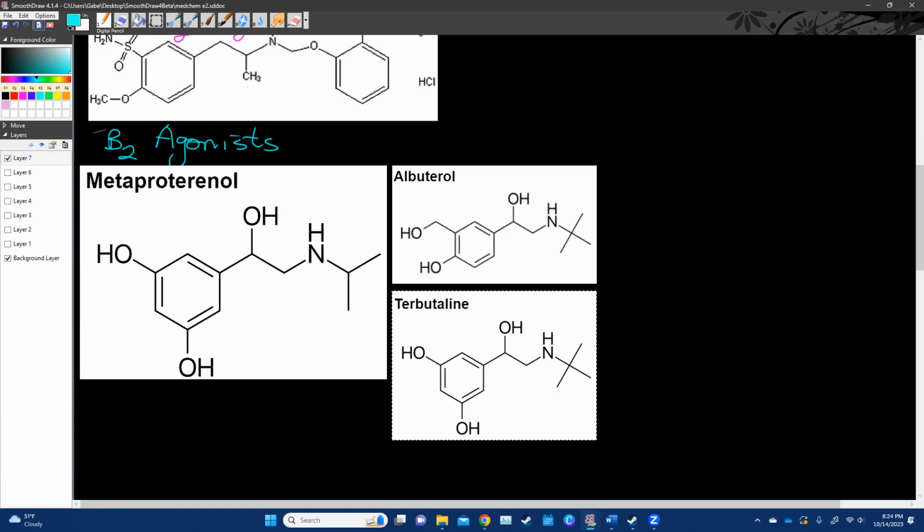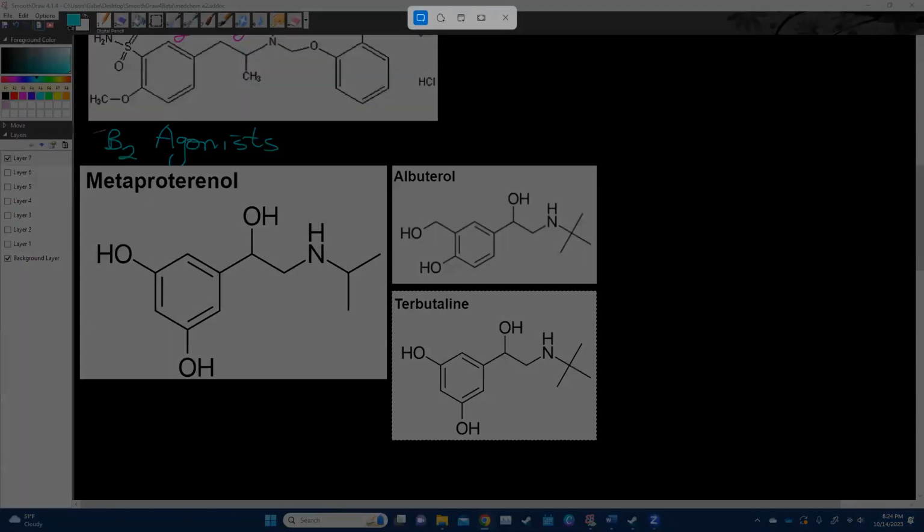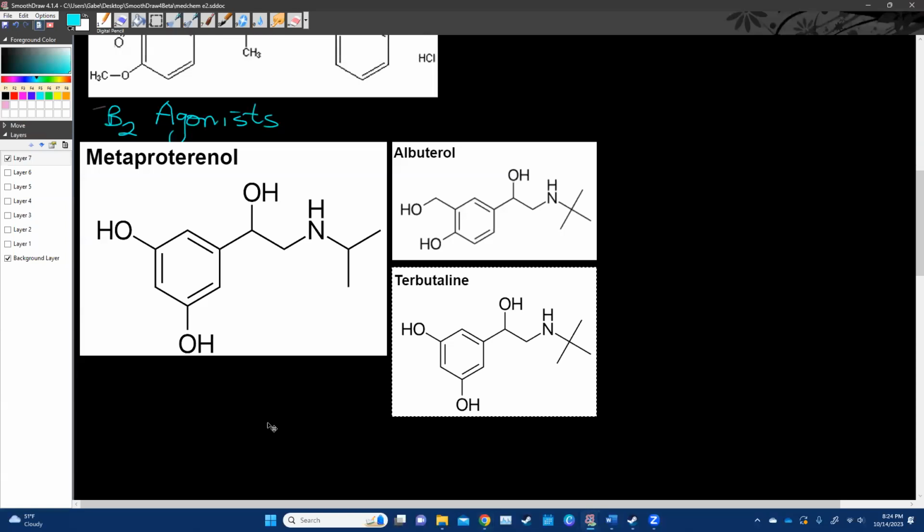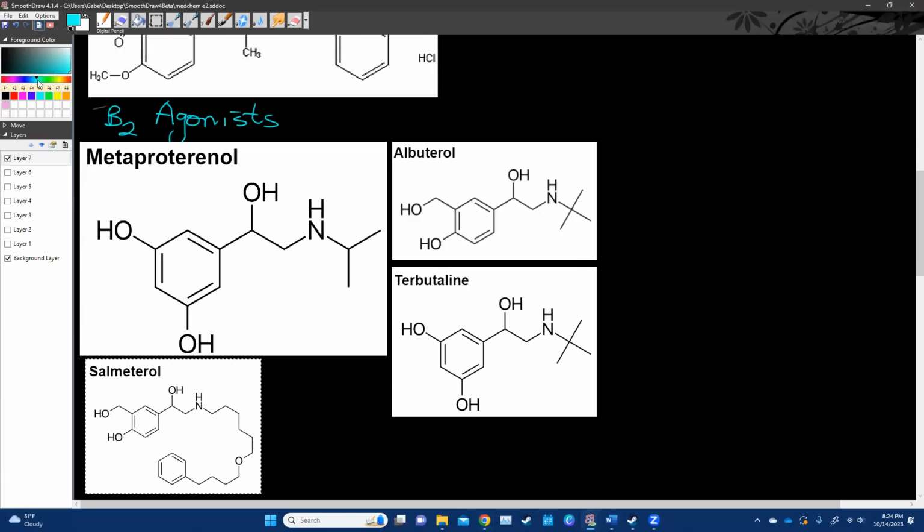And I'm just going to grab one more. Grab salmeterol. All right. A couple things first about all these drugs. Specifically, what backbone are we mimicking? What kind of backbone do we have? Phenylethylamine backbone. Specifically, we have the epinephrine backbone.